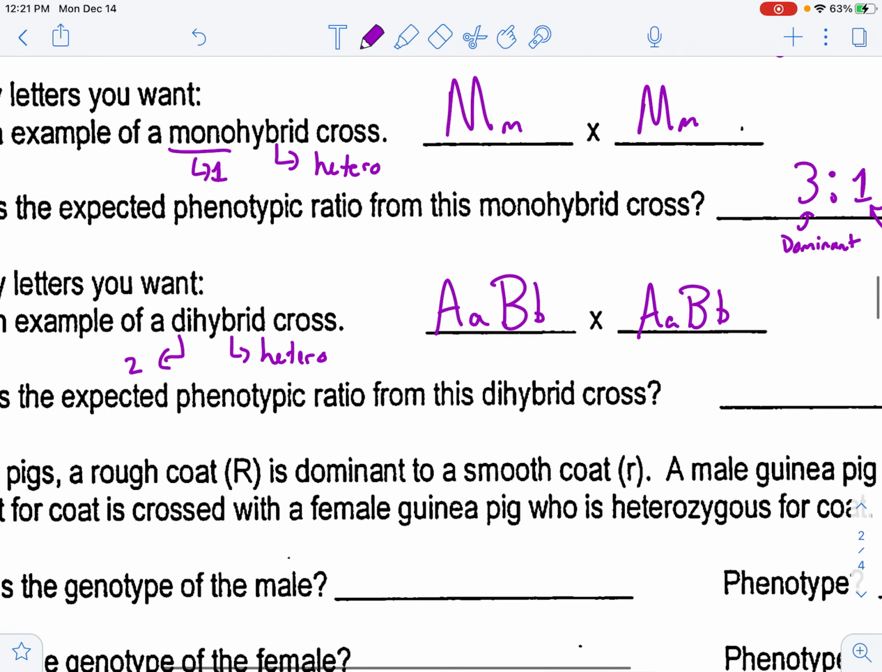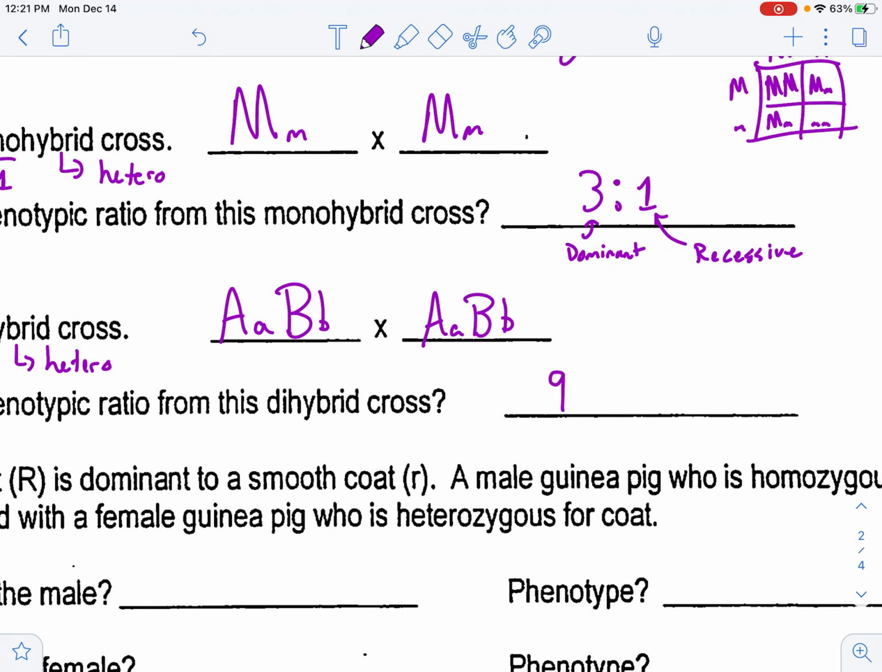Now the expected phenotypic ratio from this dihybrid cross is going to be a 9 to 3 to 3 to 1. And that's just something you got to memorize for the test, because that will be on the test. A dihybrid cross results in a 9 to 3 to 3 to 1 ratio. Okay?